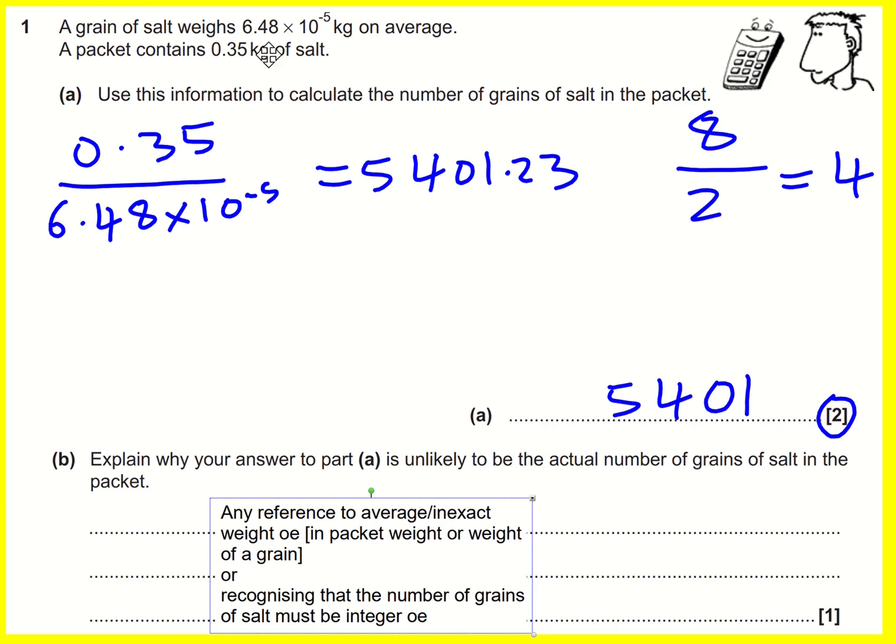Also, the packet contains 0.35 kilograms of salt. Can you actually be that accurate? The answer is no, you can't. It might be tiny milligrams either way. For example, we can also see that we can't have the exact number because we've already done a rounding. Sorry, we can have the exact number, but it's unlikely because we've rounded the answer. So we could recognize this as well. It has to actually be an integer.